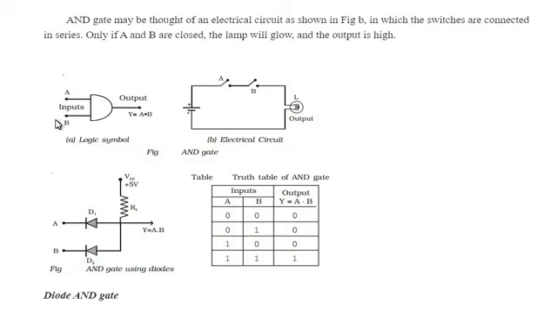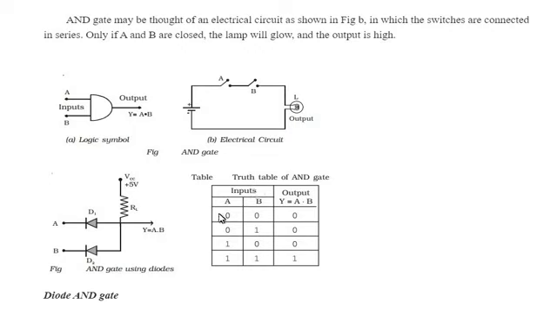Only if A and B are true, then Y is true. Now to construct this gate using the circuit and switches A and B, both the switches are connected in series to the lamp. Now let us check this circuit with the help of this truth table.